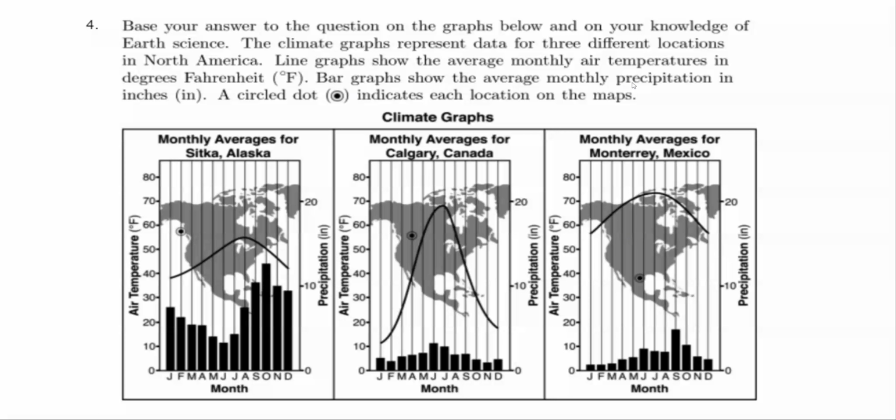Bar graphs show the average monthly precipitation in inches. So I see bar graphs in each location, and it's showing the precipitation, which is the amount of rain or types of rain in inches. And the circle dot indicates each location on the map. So here are my circle dots. They all represent a different location in the North American continent. That's what the climate graphs represent.